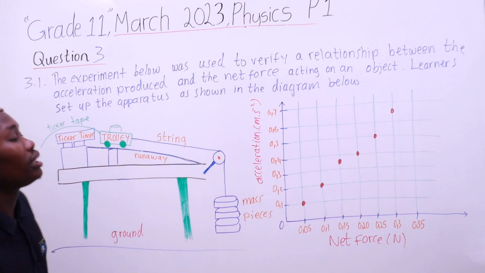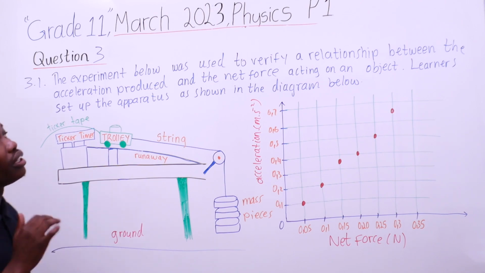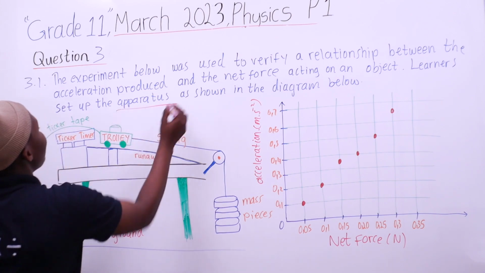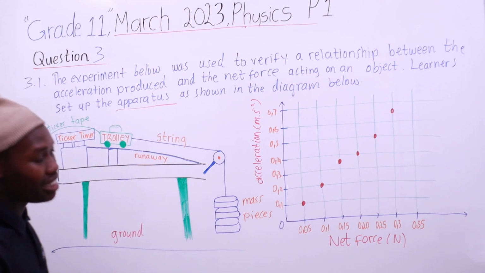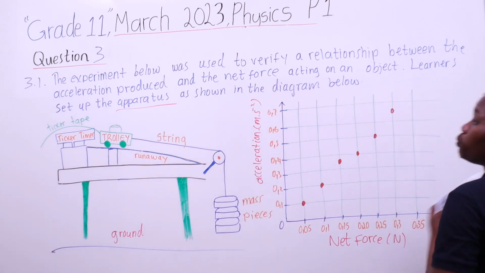Alright, so question 3. Question 3: the experiment below was used to verify a relationship between the acceleration produced and the net force acting on an object. Learners set up the apparatus as shown in the diagram below. The apparatus is the equipment they are using. So in the science lab it's called the apparatus, depending on how you pronounce it.